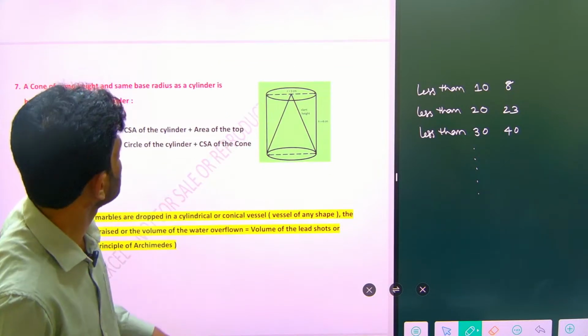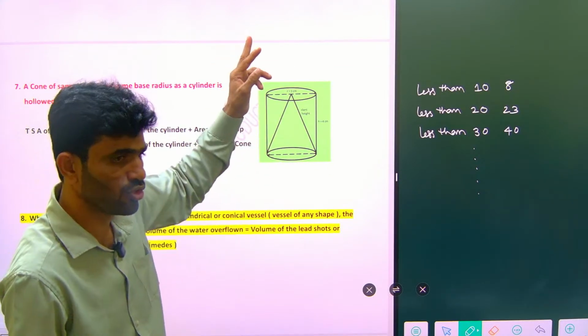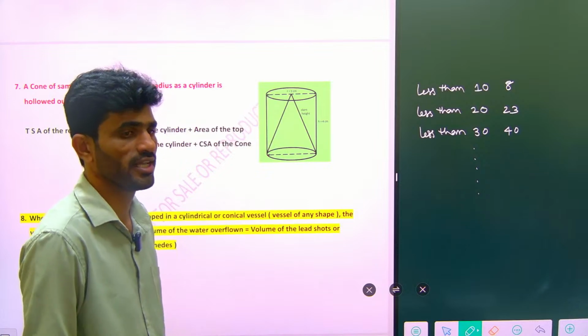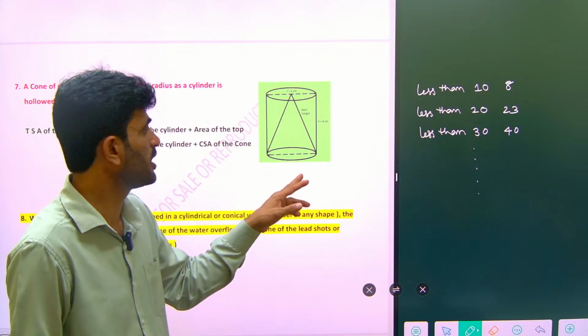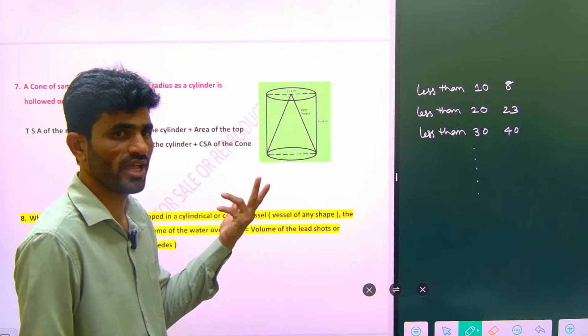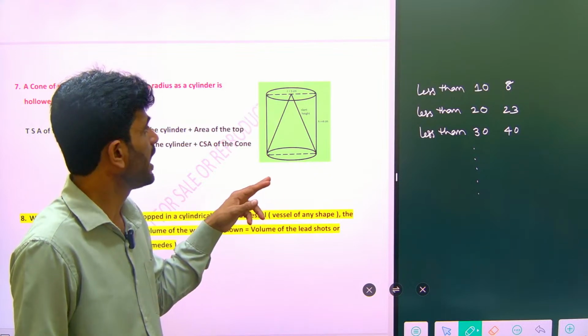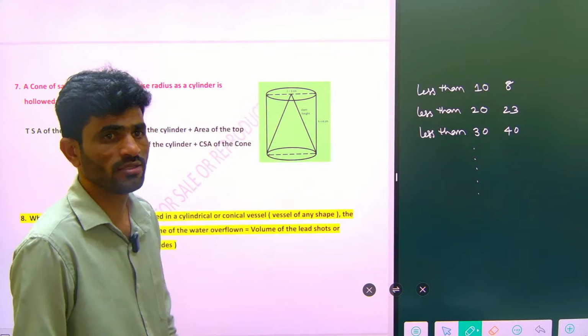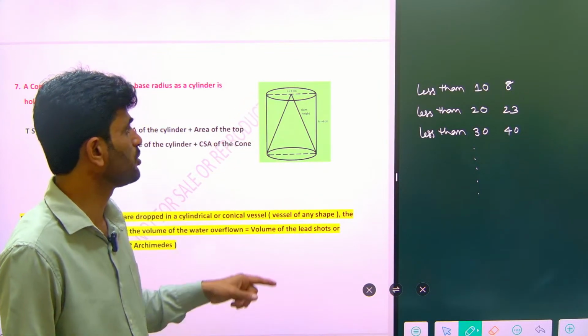This one we already discussed. No, this is different. That is from the cube. This is from the cylinder. Same, you have to follow. Here also the diameter of the cone is equal to the diameter of the cylinder. Height of the cone is equal to the height of the cylinder. Directly we can say here, you know what?